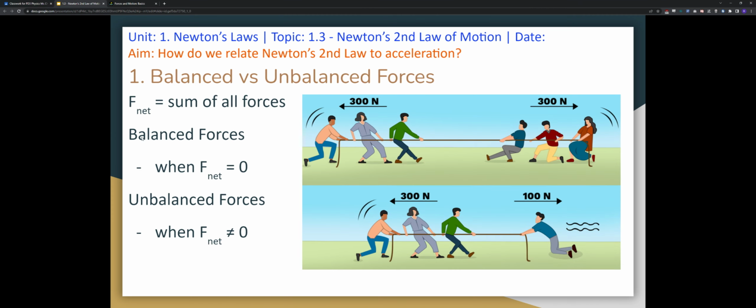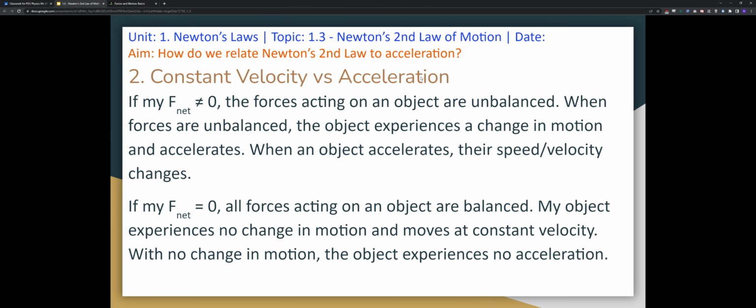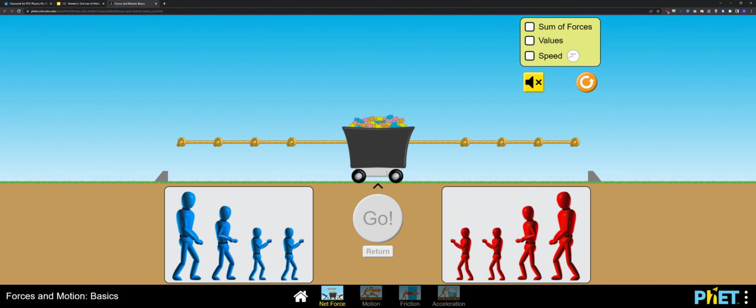This is just a review again. Balanced forces, net force 0. Unbalanced forces, when F net is not 0. And again, your F net is the sum of all your forces. F net by itself is not a force. Let's take a look at the simulation.